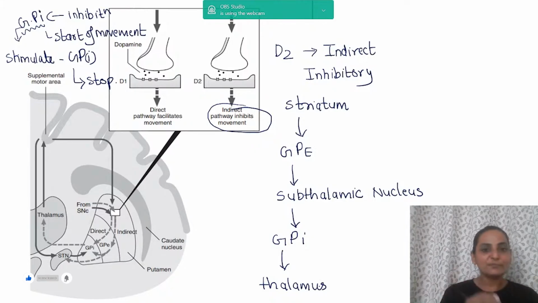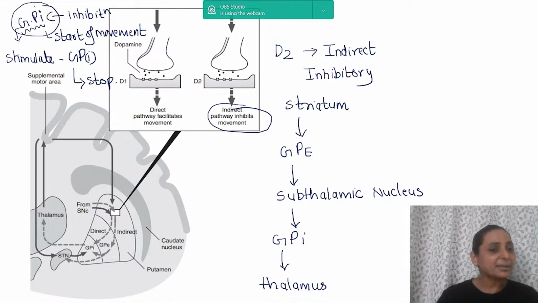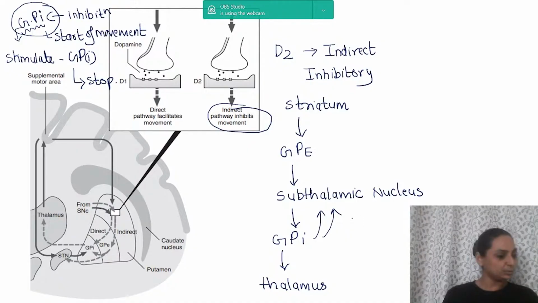So at the starting of the movement, what did we do? We inhibited the globus pallidus internal segment. Because we inhibited the globus pallidus internal segment, it was not able to inhibit the thalamus. Now we have to request this globus pallidus internal segment to please go and inhibit the thalamus, and for this requisition we will take the help of the subthalamic nucleus.